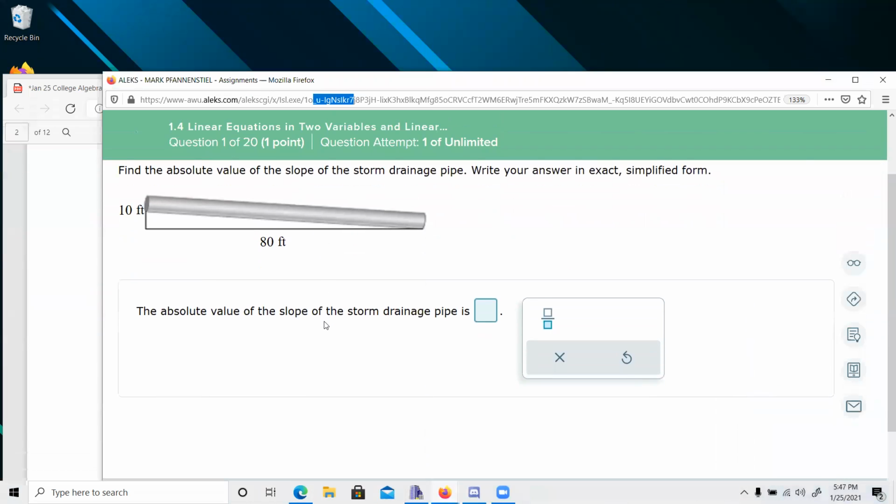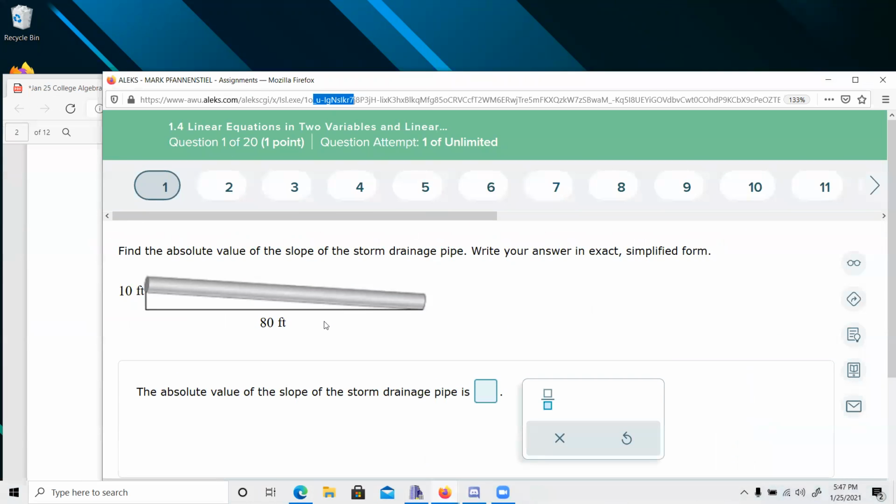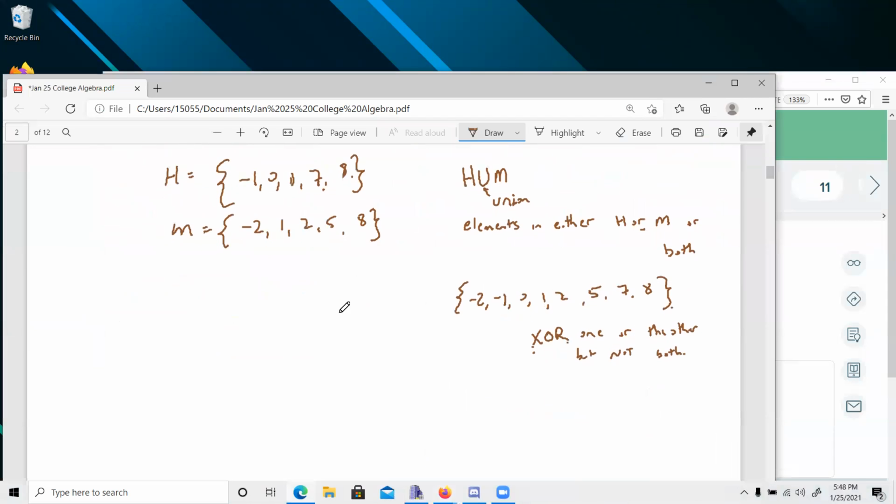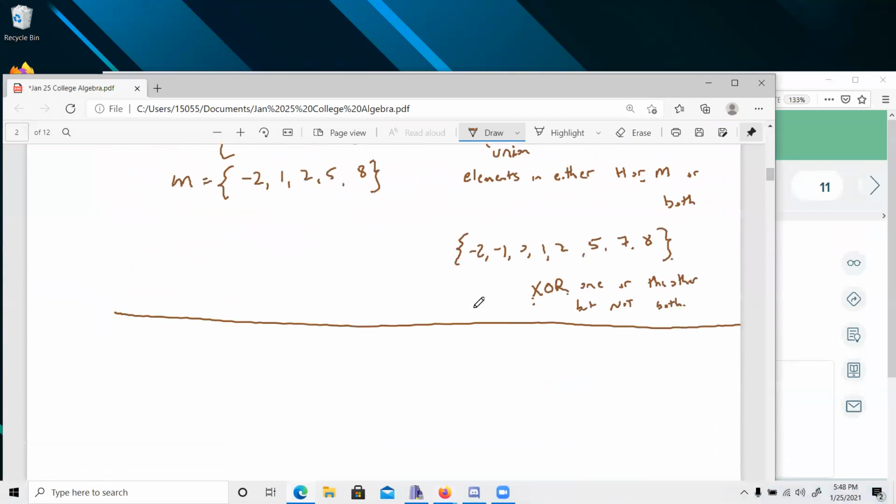Okay, so what we want to do here is they're asking us, okay, we're talking about slopes, two linear equations and two variables. We're going to be talking about slopes and equations of lines and all of that fun stuff that goes along with it. So with slope, this is just a definition.